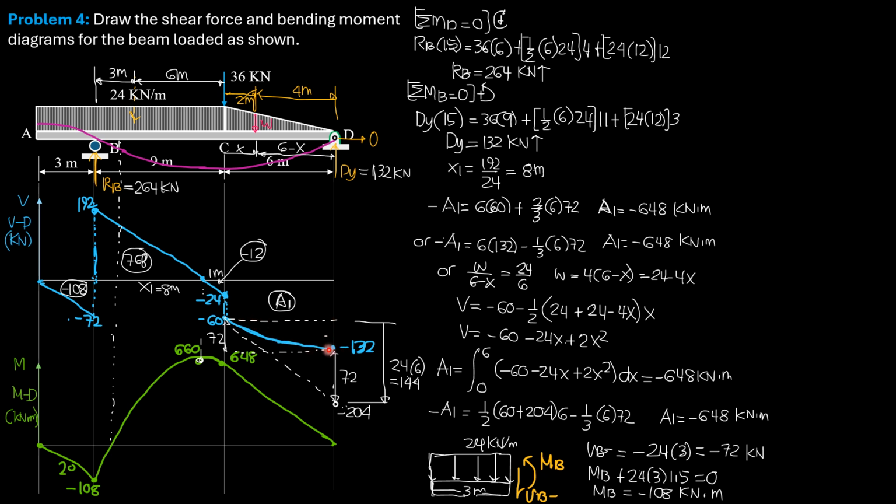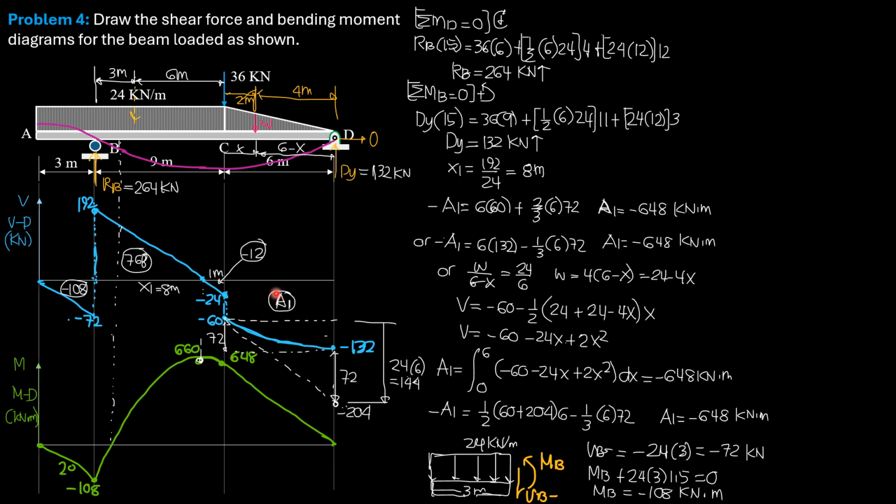Then this area 1, the entire area 1, consists of a rectangle and a parabola. This is treated as a parabola. We can apply the direct area because the tangent here is horizontal. You can only apply that when one of the tangents is horizontal. And therefore, this area here is 2/3 base times height. The base is 6 meters and the height is the difference between negative 132 and negative 60, which is negative 72.